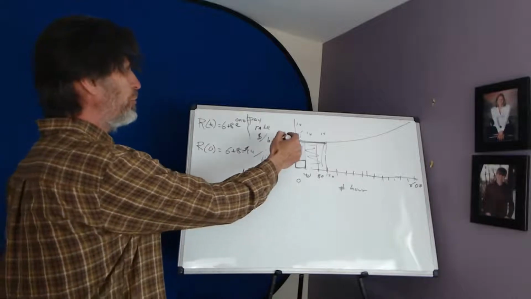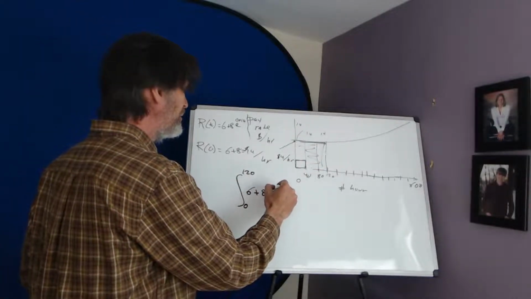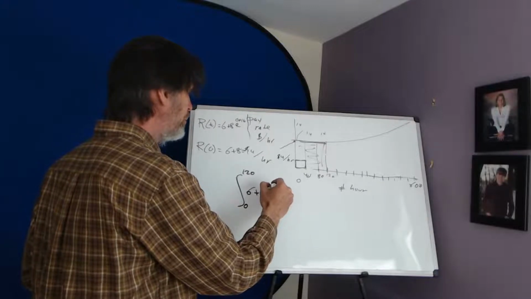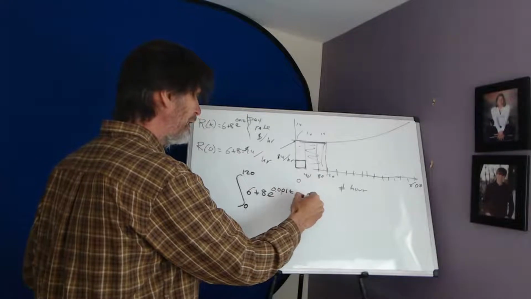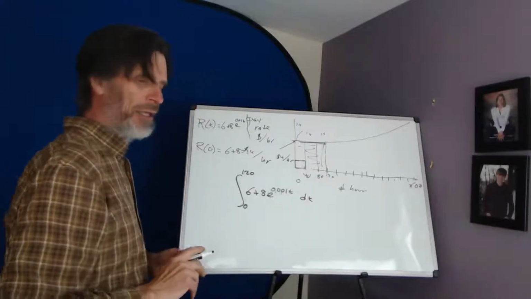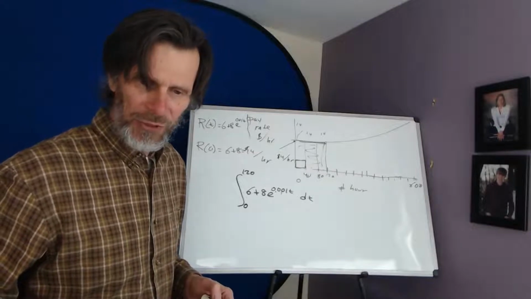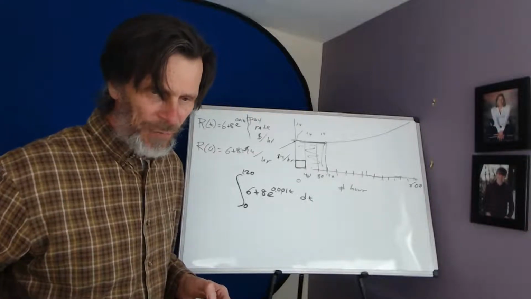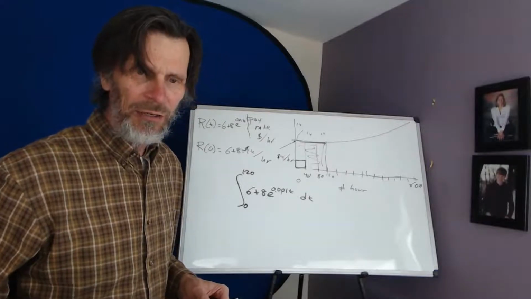And then inside of this will be our pay rate, 6 plus 8e to the 0.01t, dt. That's the expression. That'll allow us to calculate it. Were we supposed to calculate it? I'd forgotten. How much did she make the first 3 weeks? Oh, let's figure it out.